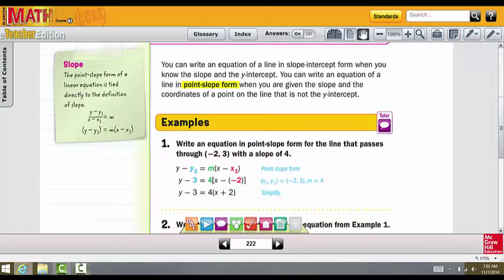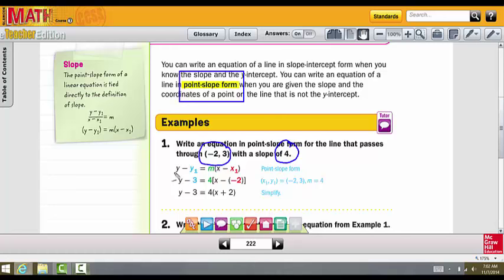Let's take a look at this example so that you can get a better idea of exactly what they're talking about with the point-slope form. Let's talk about the reason that it is called point-slope form. Okay, so take a look at this problem here. Write an equation in point-slope form for the line that passes through this point and has this slope. And that's the reason that we call it point-slope form.